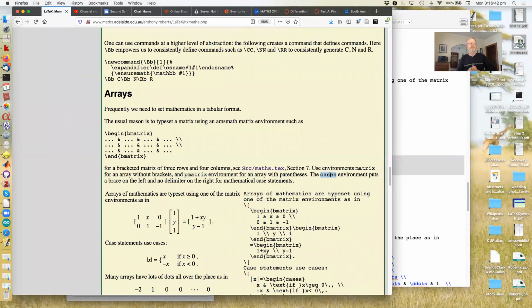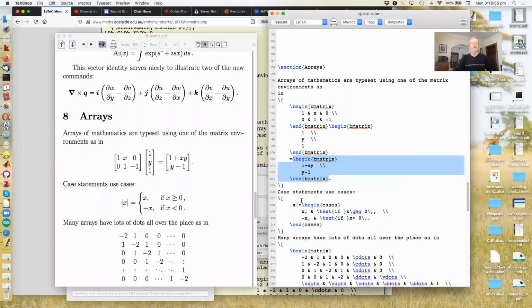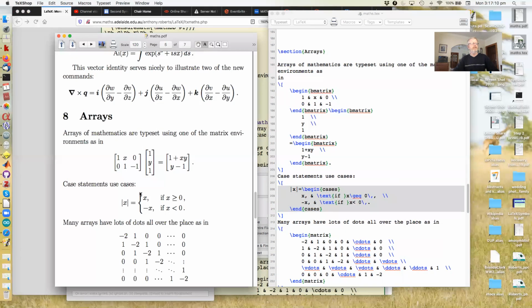Then, particularly useful is the cases environment. It puts a brace on the left side and no delimiter on the right, and it's designed for mathematical case statements, as in the TeX here. So, for example, over in the TeX, we've got mod x is equal to x if x is bigger than or equal to 0, minus x if x is less than 0. It's a case statement, so we want a brace on the left and nothing on the right, and you get that with cases. The simplest way to do it. The if is typeset with \text{if }, so that there's a space between the if and the mathematical expression.